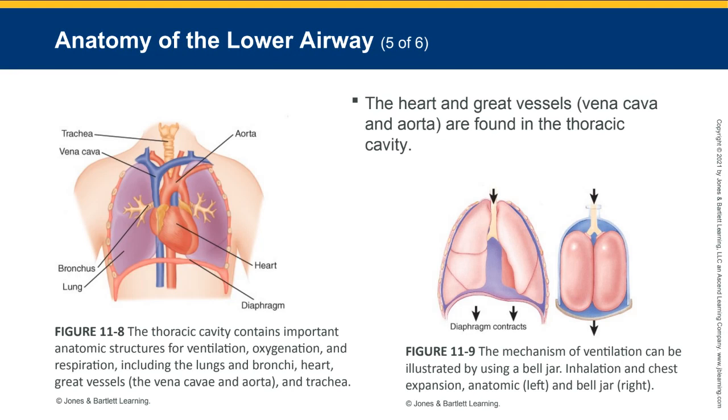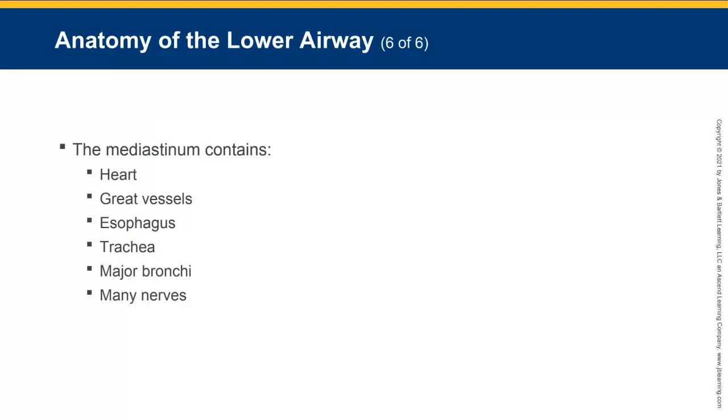The heart and great vessels, vena cava and aorta, are found in the thoracic cavity, specifically in the space known as the mediastinum. So the mediastinum contains the heart, the great vessels, the esophagus, which is posterior, the trachea, which is anterior, the major bronchi, and many nerves.